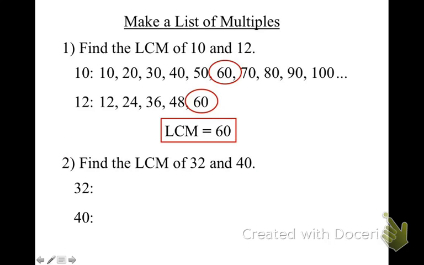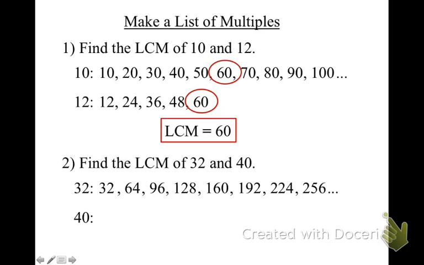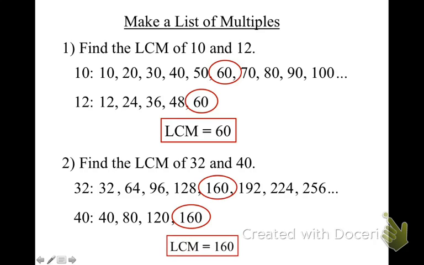So see, 32 times 1, 32, times 2 is 64, times 3 is 96, times 4 is 128, times 5 is 160, times 6 is 192, 7 is 224, 8 is 256, we could go on and on, so let's do our 40s. So 40 should be easier. So 40 times 1 is 40, times 2 is 80, 3 is 120, 4 is 160, and if we notice, we have 160 in common, so in your notes, you should have gotten the least common multiple equal to 160.